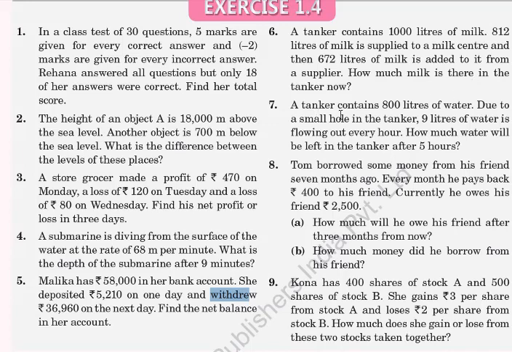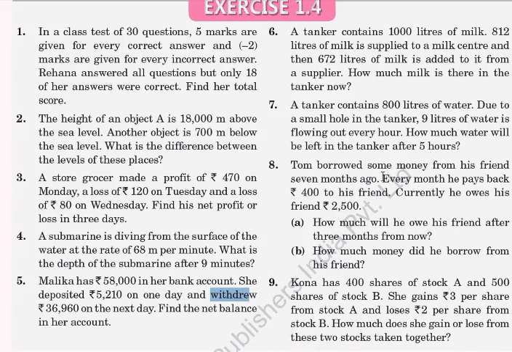That many liters of milk will be left out. Question number 7. A tanker contains 800 liters of water. Due to a small hole in the tank, 9 liters of water is flowing out every hour. How much water will be left in the tank after 5 hours? Since they are saying 9 liters of water is flowing out every hour, you multiply it by 5, which comes out to be 45. So this much water is flowing out. So out of 800 liters, 800 minus 45 will give you the result.